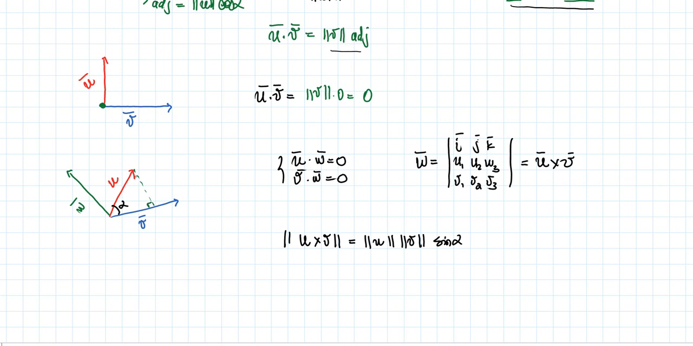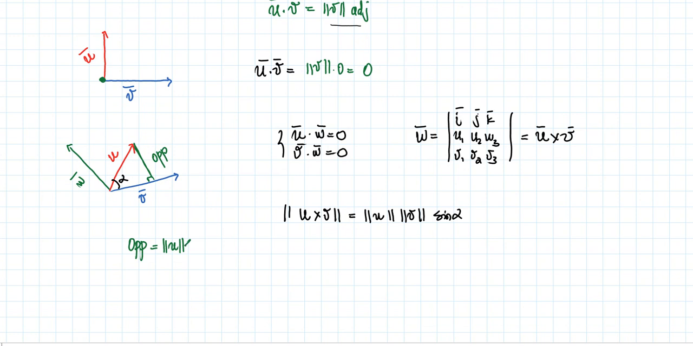Now what I want to do is find the length of the side, the opposite side, right? Do you remember we call this the opposite side? Is it possible to find the length of the opposite side from the right triangle? The opposite side is going to be equal to the length of the hypotenuse, so the length of the u vector multiplied by the sine of alpha, right?